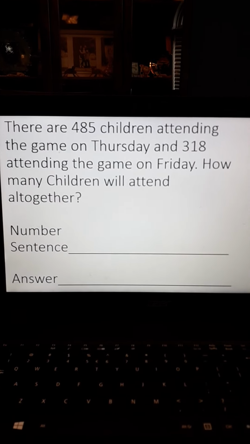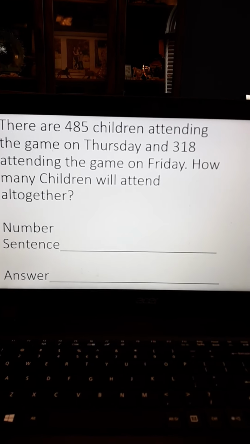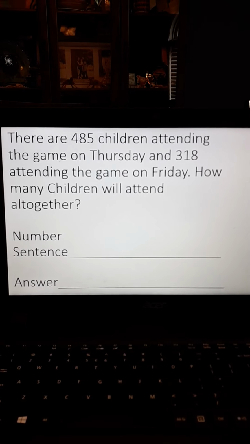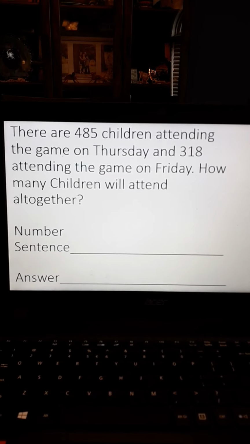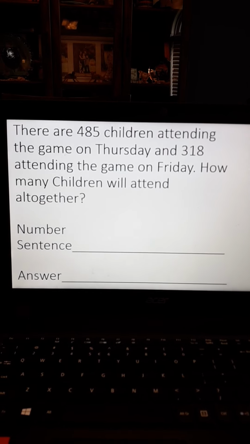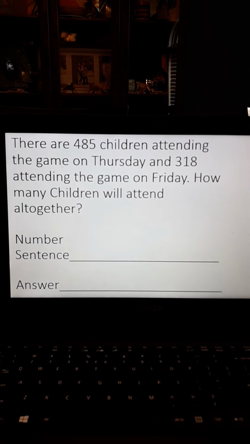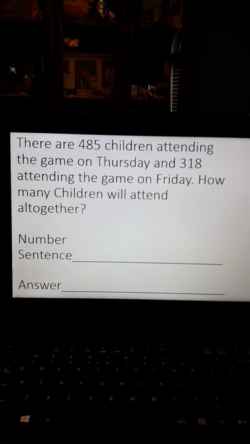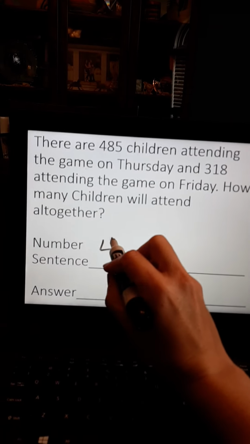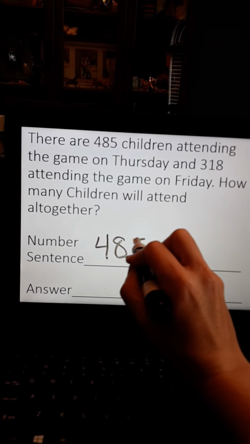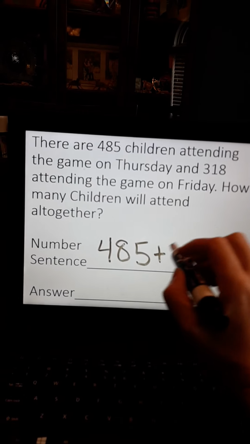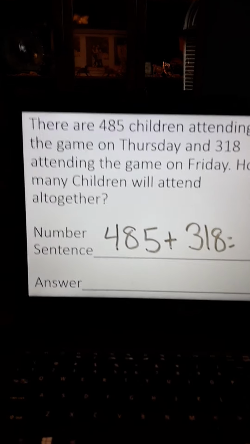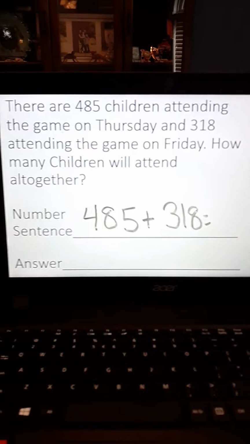All right, so my first one is there are 485 children attending the game on Thursday and 318 attending the game on Friday. How many children will attend all together? So a key word here, all together, it means I want to know together. So I'm adding. So I'm taking 485 and I'm plussing 318.